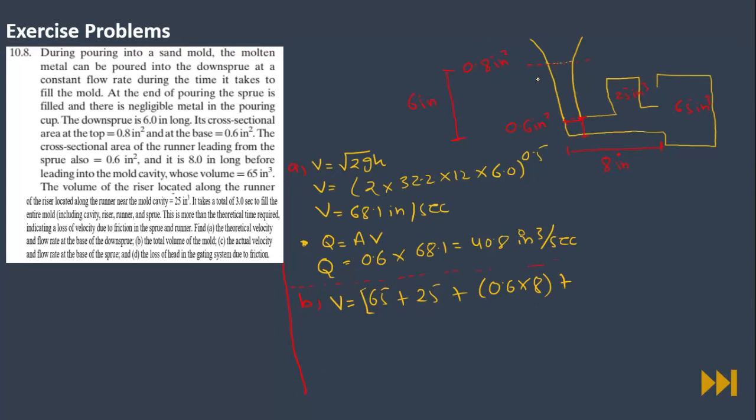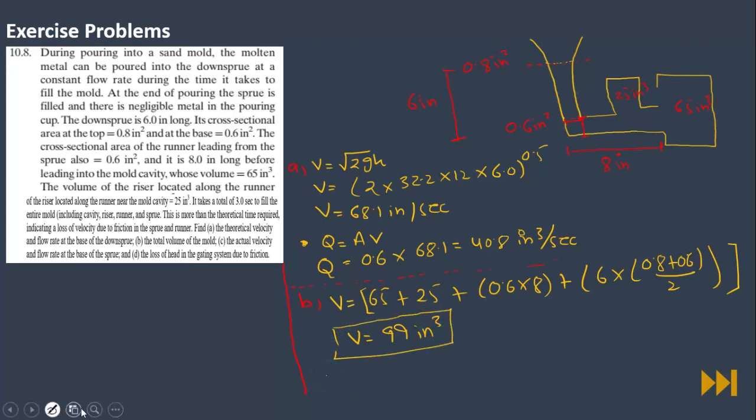So we have 6 inches length, and you can take the average of 0.8 and 0.6, because it is 0.8 inches square at the top and 0.6 inches cross-sectional area at the bottom. So we will have 6 inches into (0.8 plus 0.6) divided by 2. If we sum up all these, it makes up 99 inch cube.